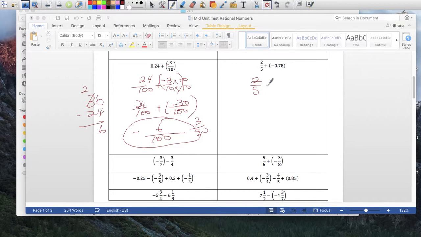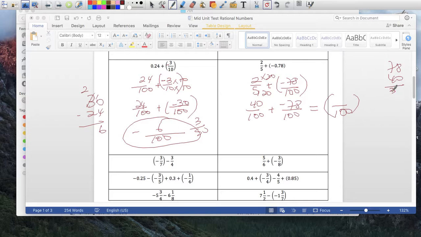2/5 plus negative 78 over 100, right? Change that. LCM is 100 plus 100 here, negative 78, and this is going to be times 20. And this is times 20, so that gives me a 40. Who's going to win? These guys are going to win, right? Because it's more negatives. So 78 minus 40 is just simply 38. Negative 38, if you simplify, 19 over 50, that's also fine. Okay.